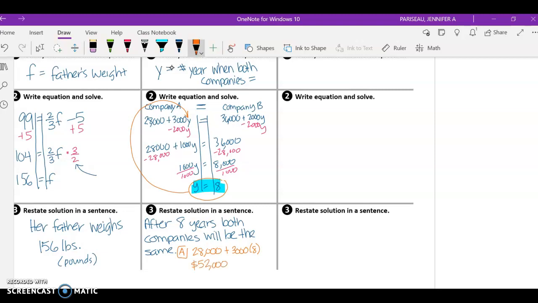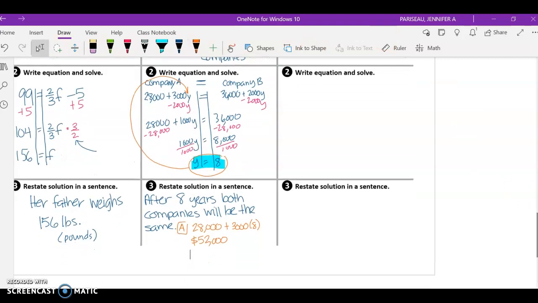$52,000 at company A. Well, we can do the same thing for company B, but it's not necessary because, again, remember, after 8 years, they're both going to be the same. So we should hope that we get the same answer. Well, here's company B. Let's just check our math, and this is a great way to check to see if we did our solving correctly. If I plug it in, I'm supposed to get equal value. So I get 36,000 plus 16,000, and I get $52,000. So after 8 years of working with both companies, Janine will be earning $52,000.